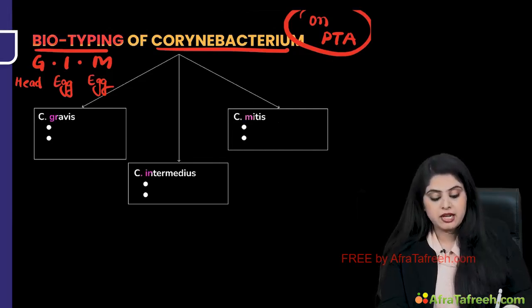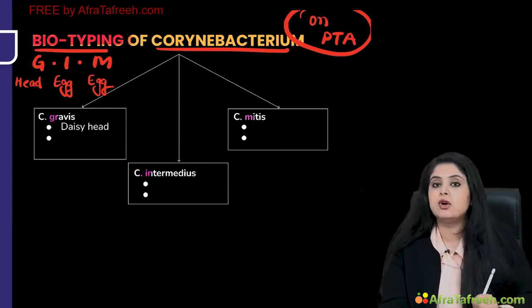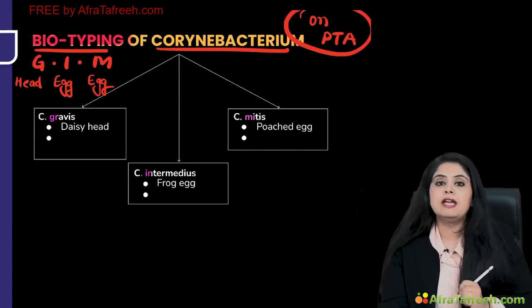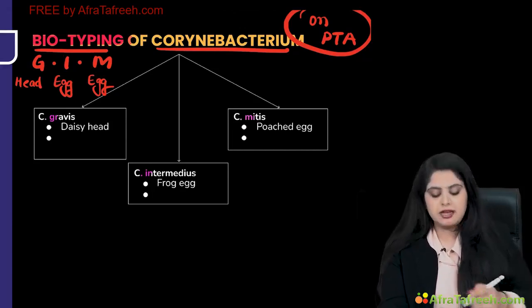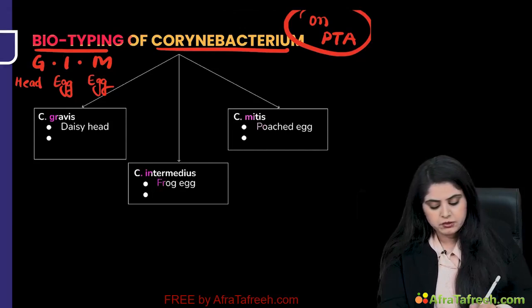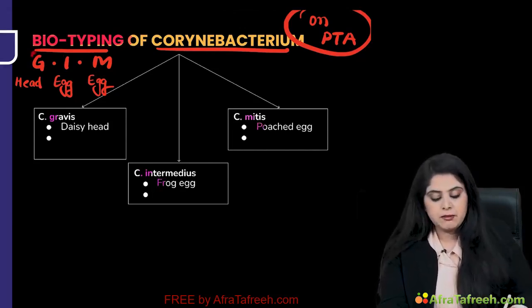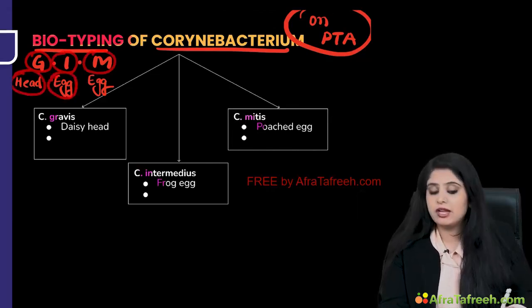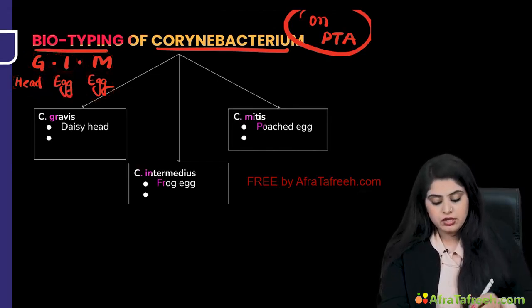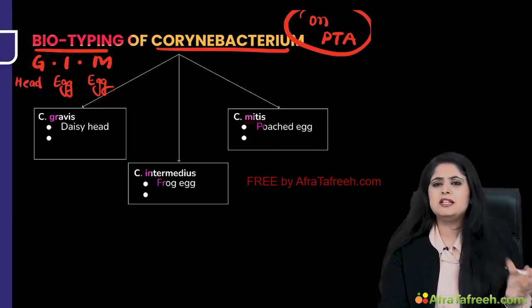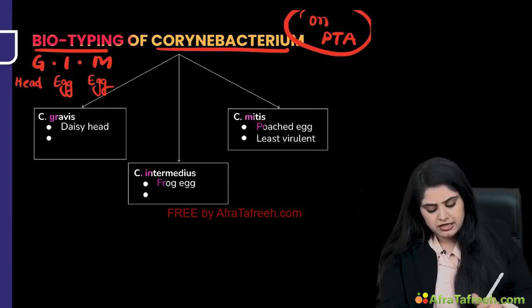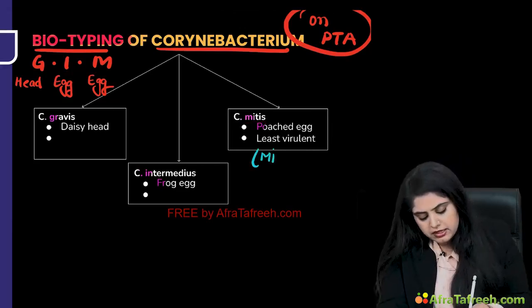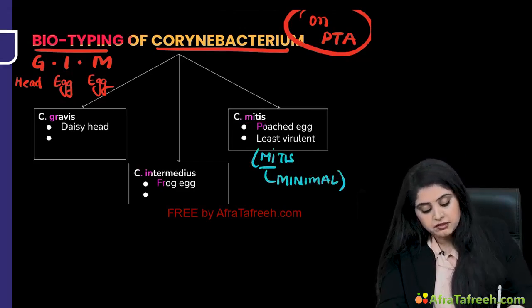These are the biotypes of Corynebacterium. And why did I say head? Head means gravis shows you daisy head colonies, and then the others show you some egg colonies: frog egg and poached egg. So put it in alphabetical order: frog egg will come first, poached egg will come later. Simple. So remember, gravis, intermedius, mitis show you the daisy head colonies, the frog egg colonies and the poached egg colonies. Also, mitis is going to cause minimal infection, least virulent. That is how I have learnt it. Okay, mnemonic clear. Now gravis, which of them is going to be?